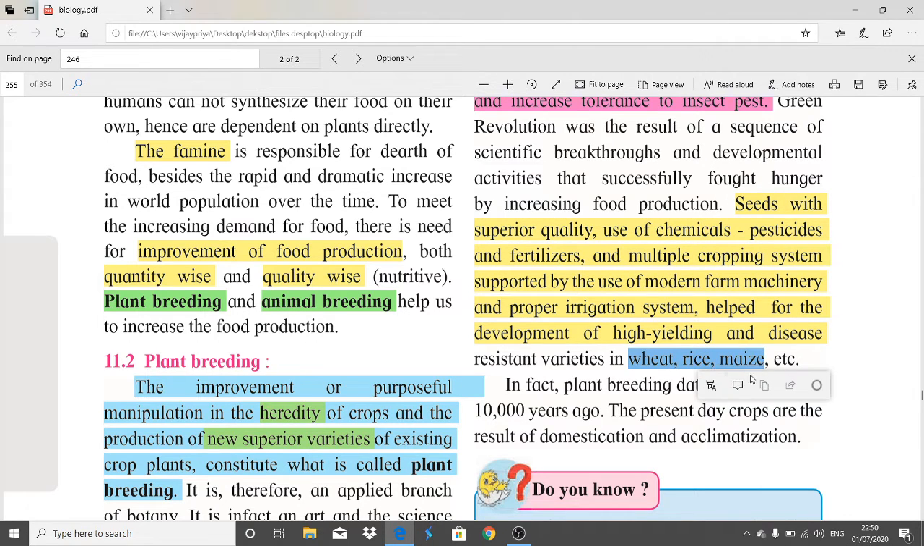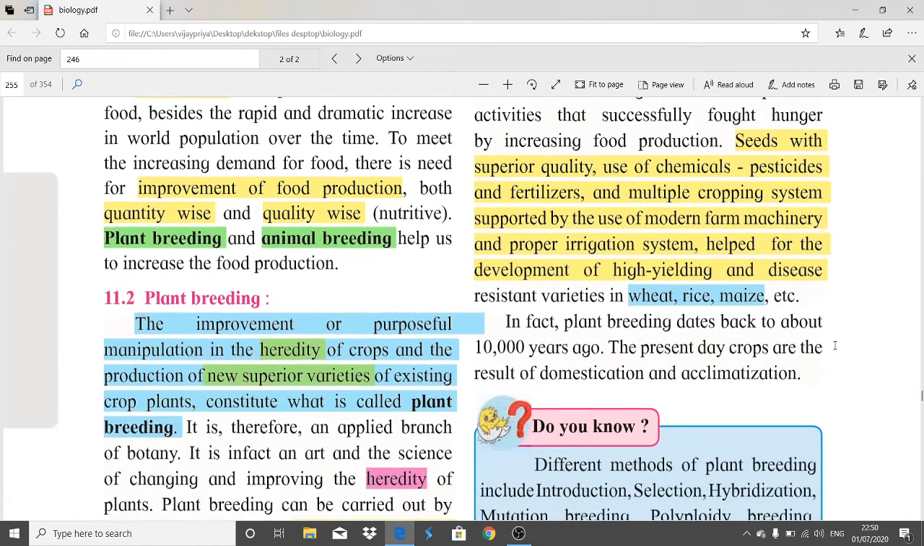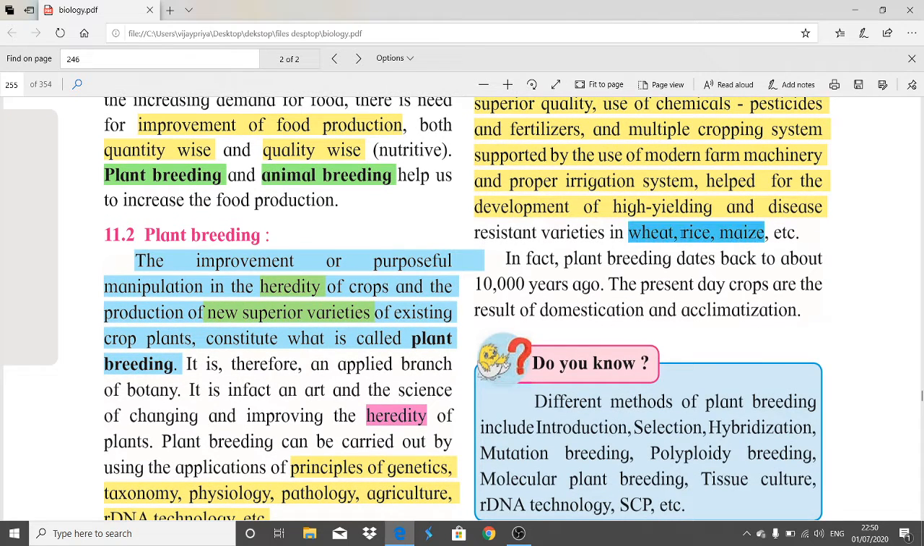So we are going to discuss these three. The names of these three varieties can be asked. They were asked in the recent 12th board exam, which are the wheat varieties, rice and maize. All the names you have to remember. Such type of questions, 1 or 2 marks, can be asked from this lesson.